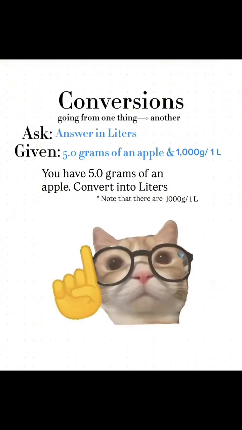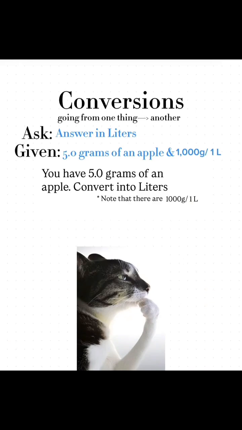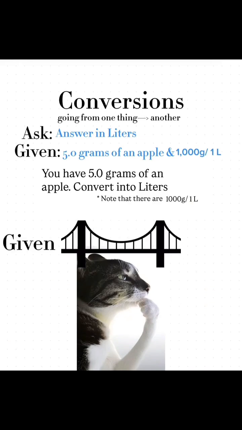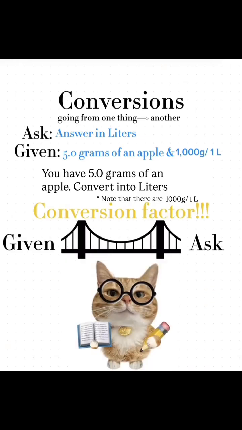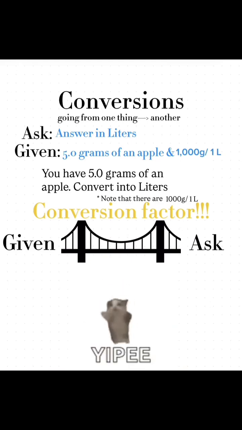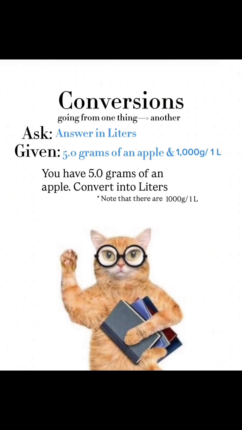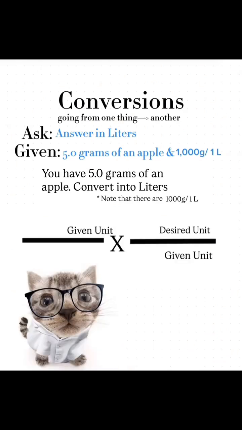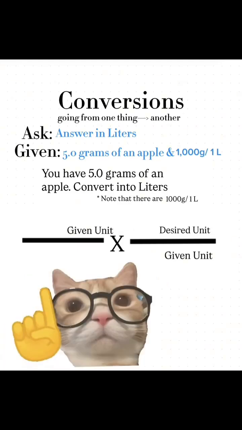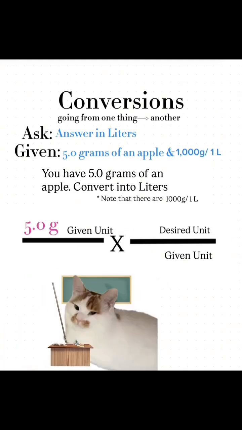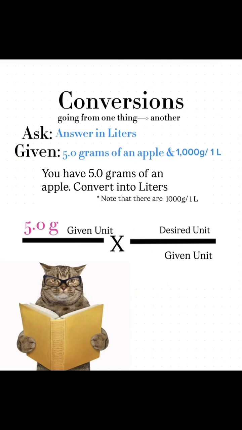Now, before we plug our numbers in, there's one more step we have to do. How can we build a bridge between what we're given and what we're being asked? If you said conversion factor, you're right. We're being given grams and we're being asked liters. And our conversion factor gives us 1,000 grams per every liter. So now we can plug this into our formula. So let's start with our given unit, which is our starting point. It's 5 grams. That's exactly how much we have. So we're going to write 5 grams in the numerator on the left side.